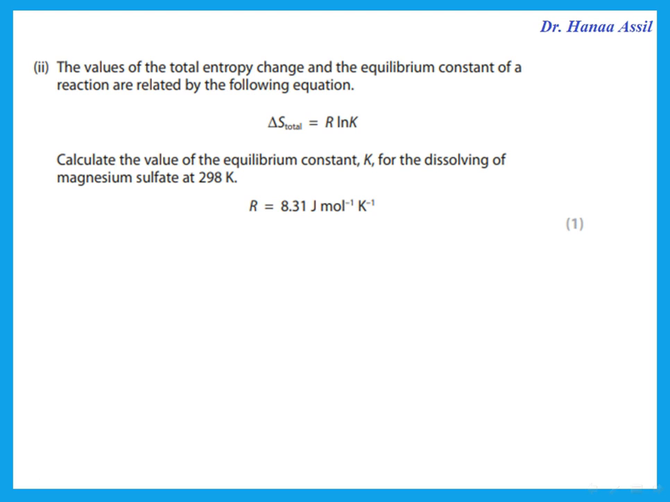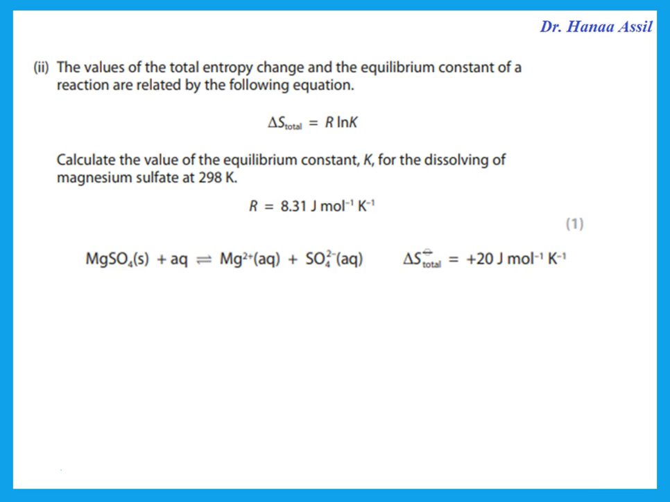The values of the total entropy change and the equilibrium constant of a reaction are related by this. I want you to remember these equations. We said we had a series of equations that we needed to learn. One of them says delta S total is R natural log of K, and K here is the equilibrium constant, and R is a constant which is always 8.31. It's the gas constant. So he says calculate the value of K.